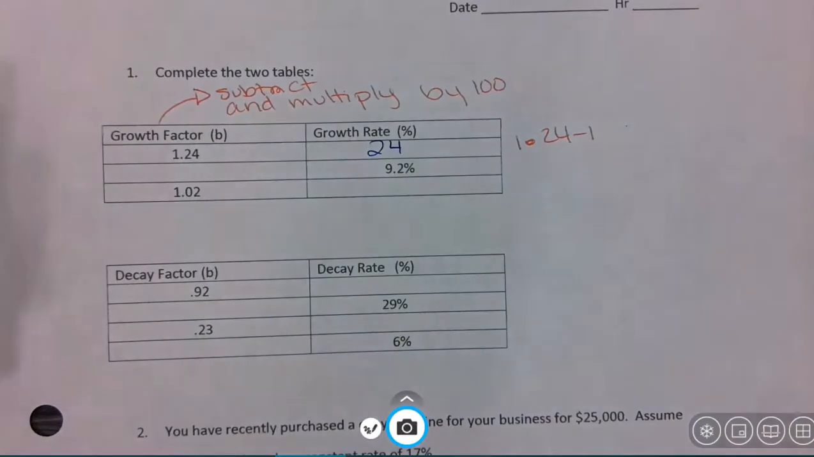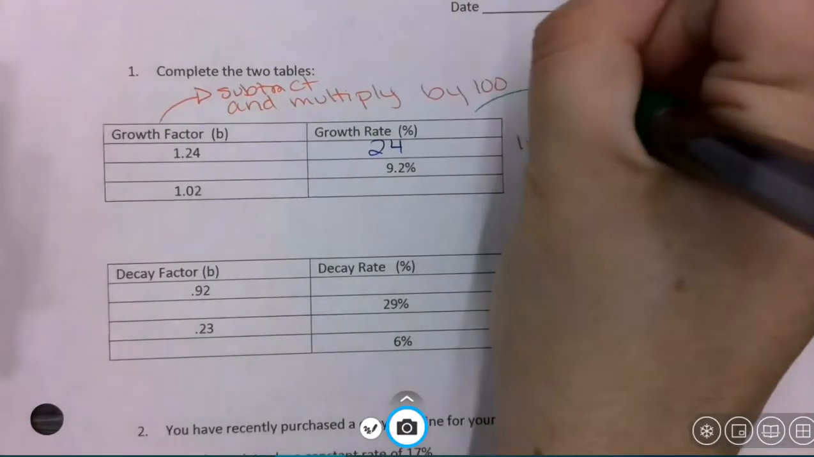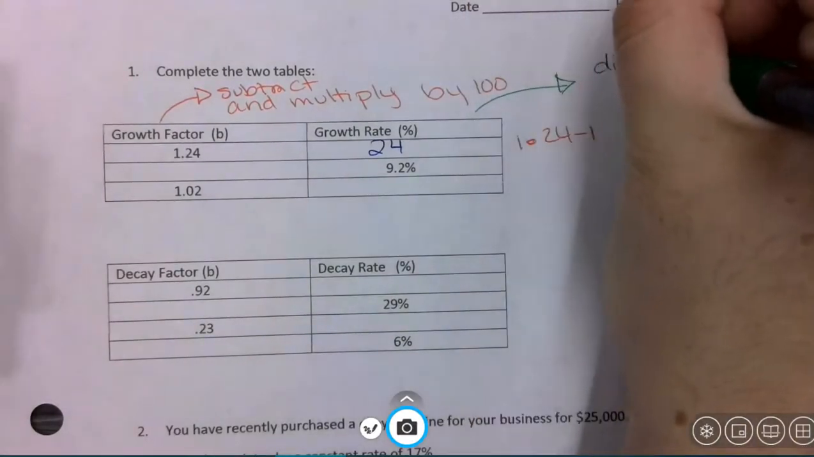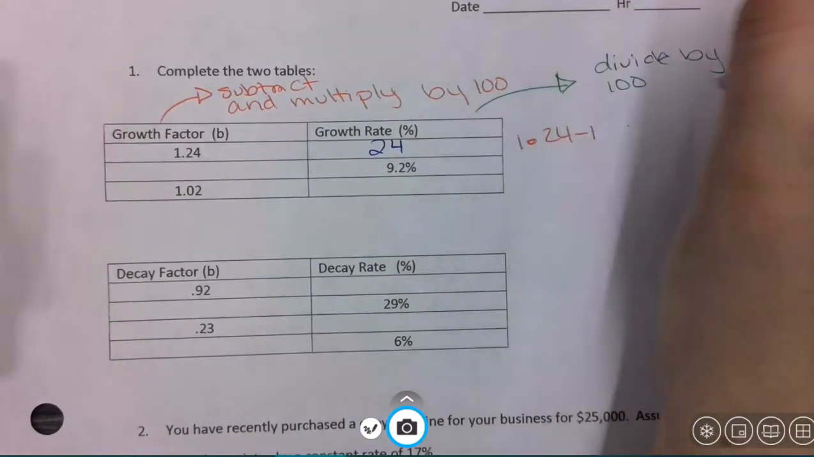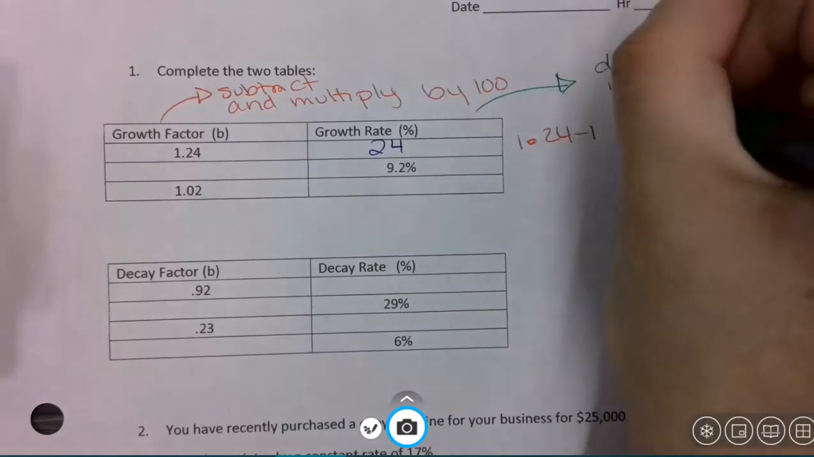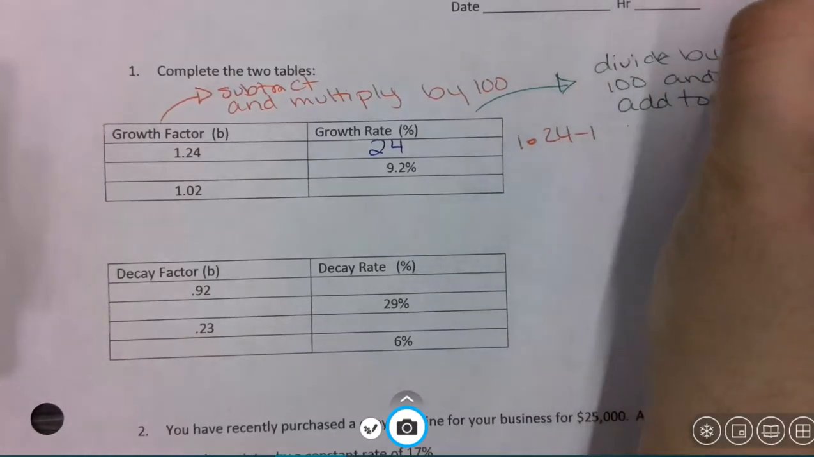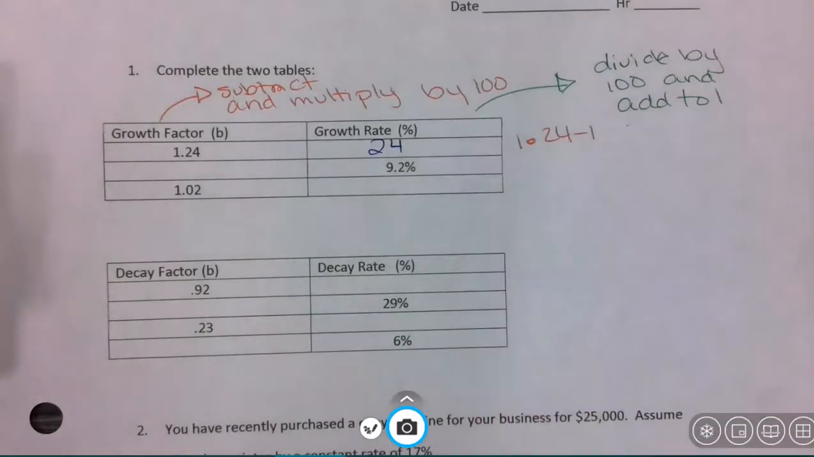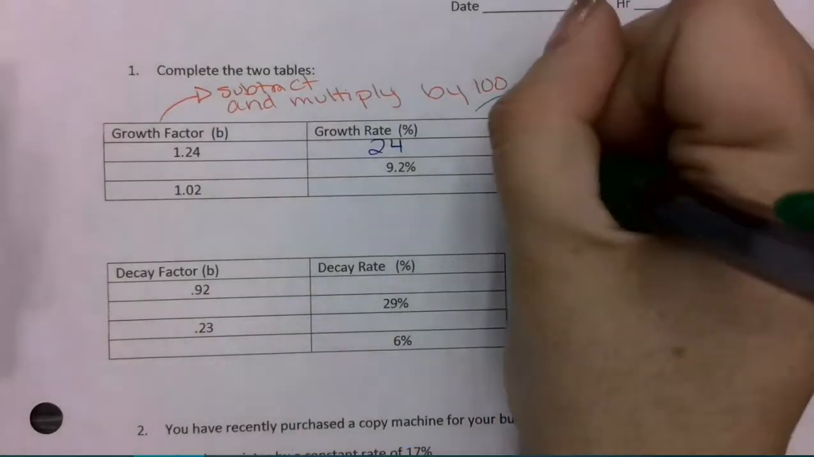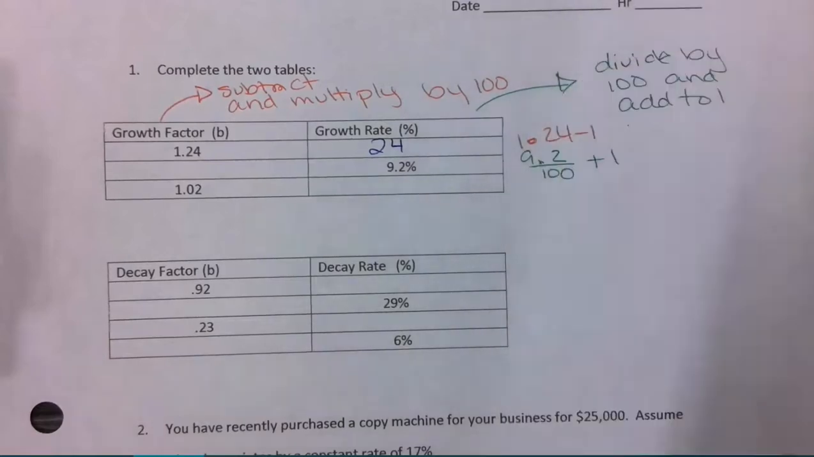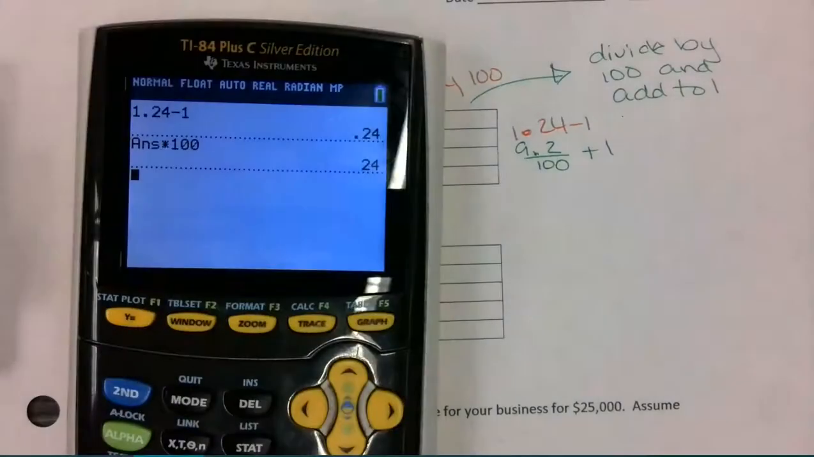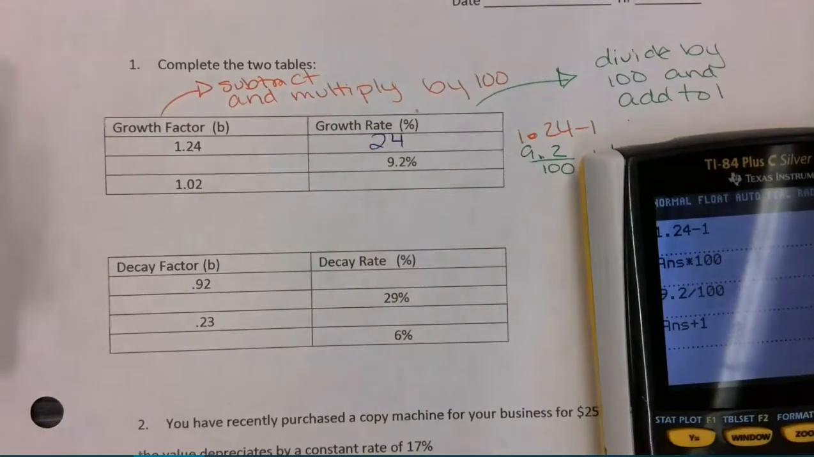When I have my rate and I want to go to growth factor, I want to divide by 100 and add to 1. So what I want to do is I want to take 9.2, divide it by 100, and add it to 1. So we're going to do 9.2, divided by 100, add to 1, gets me 1.092.